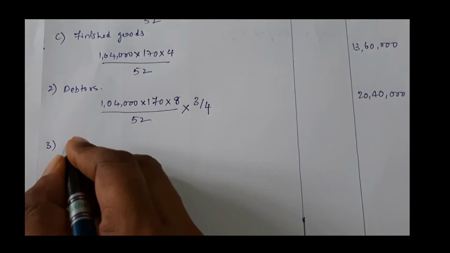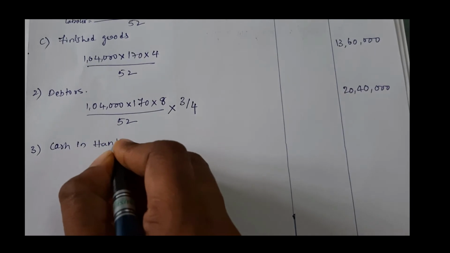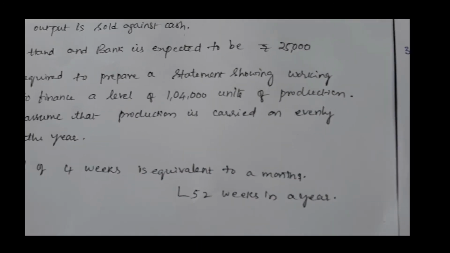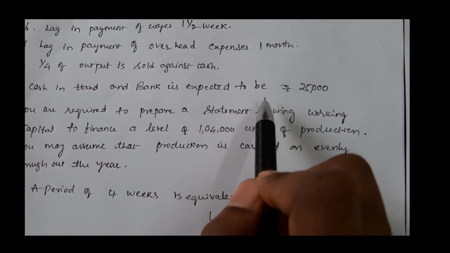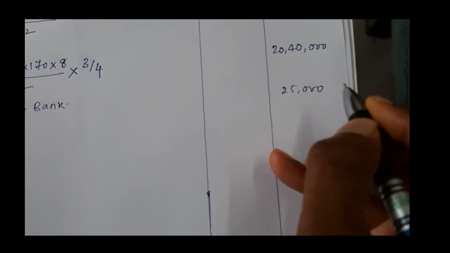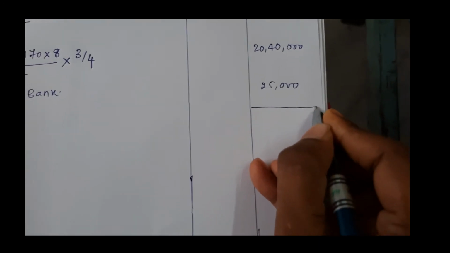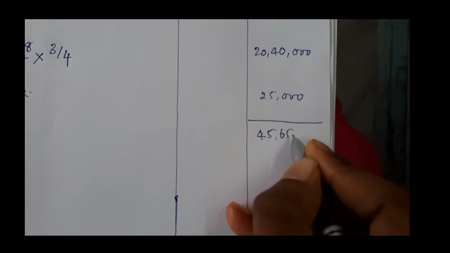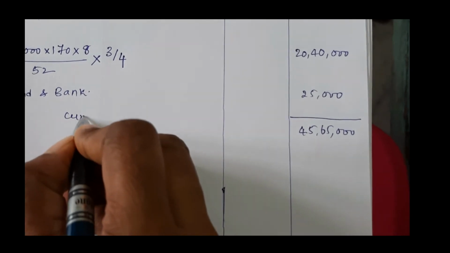Another component of current assets is given, that is cash in hand and bank. So here it is given cash in hand and bank is expected to be rupees 25,000. So that amount you can take directly. So these are all the estimations of current assets which will be coming to 45 lakhs 65,000. So total of current assets.